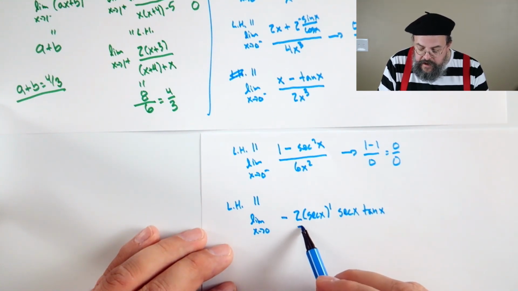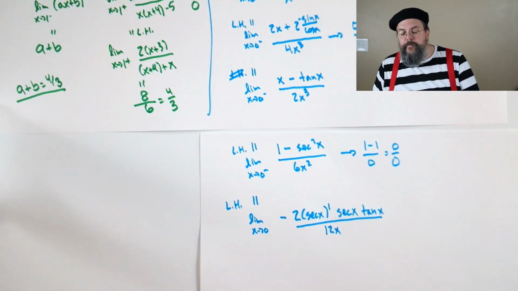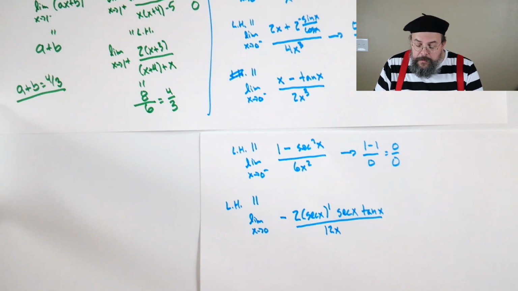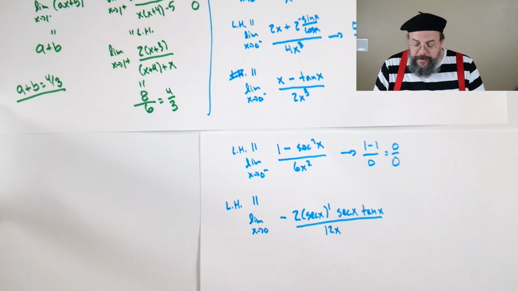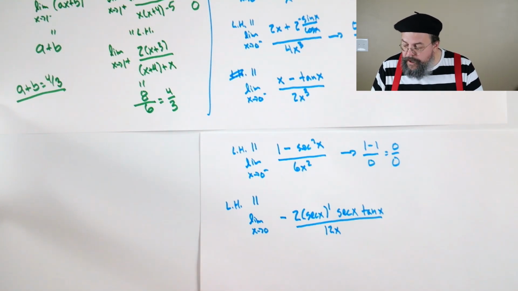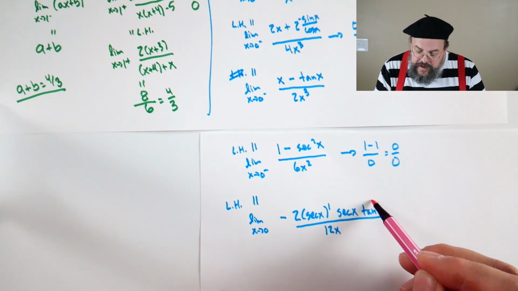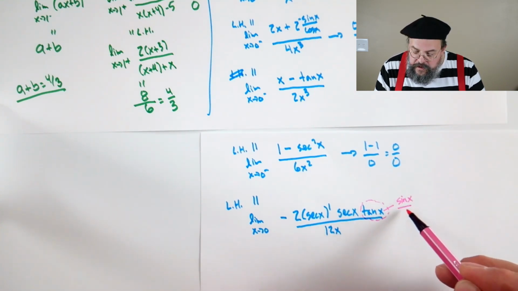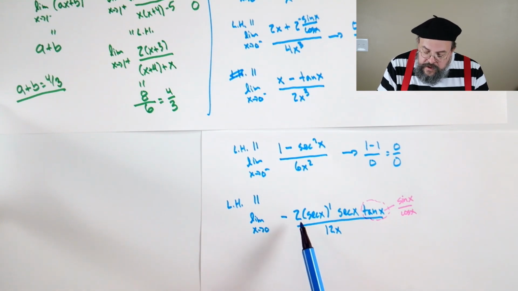And then that's all over 12x. All right. Well, can we do anything? In fact, if we want, we can almost stop here. We could do another L'Hopital, or we could say, hey, let's make some observations. Notice that tangent. What can we say about tangent? That's really sine over cosine. And so what can you do? The 2 goes into 12.